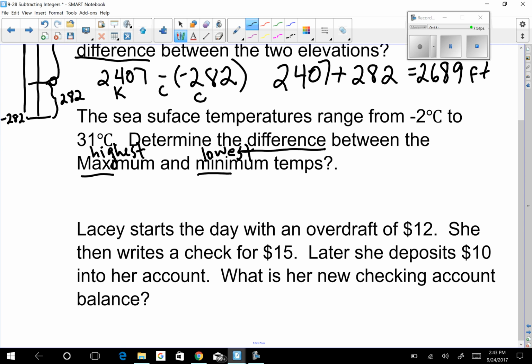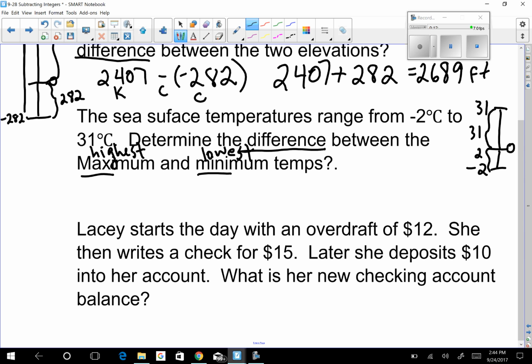So let's draw a picture. The highest one is 31 degrees Celsius. So that's 31 above 0. The lowest is negative 2 degrees Celsius, so that's 2 degrees below 0. So from negative 2 to 0, that's 2. And from 0 to 31, that's 31. So looking ahead, our answer would be the addition of these two, which is 33.